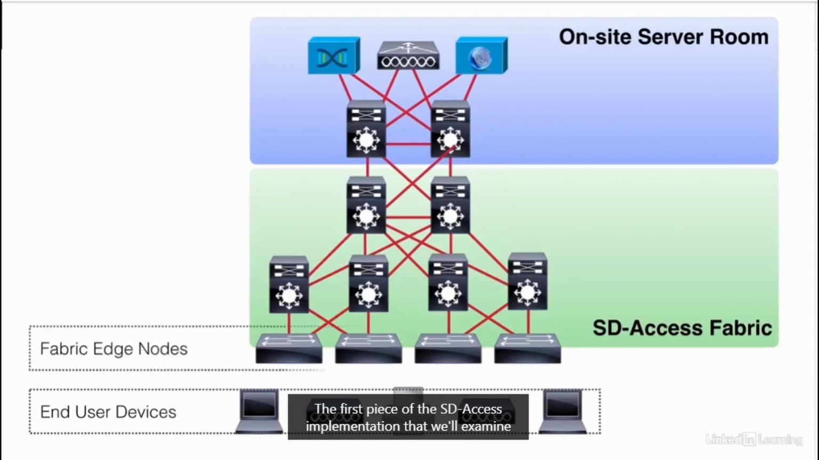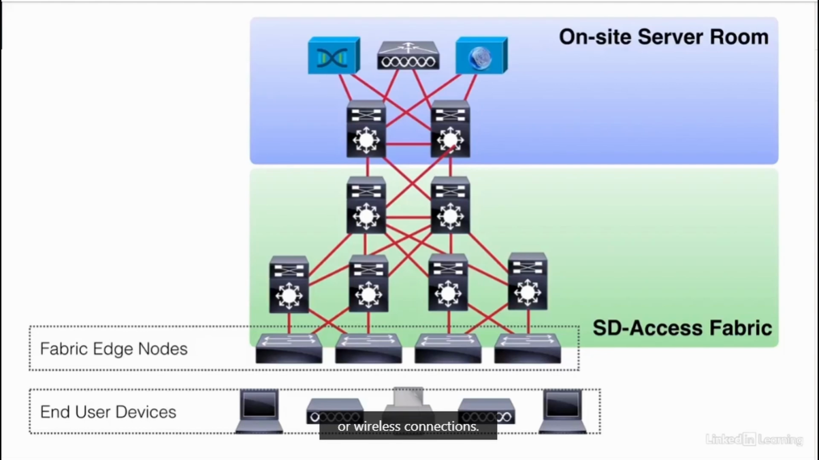The first piece of the SD Access implementation that we'll examine are called the Fabric Edge nodes. This is the layer that provides user access through wired or wireless connections. Not only does this provide a connection point, but this also is where identity and authentication for users takes place. This is where Cisco TrustSec and Cisco ISE are leveraged to enforce security policies and to place users into the appropriate access groups within the network. So these devices sit on the edge of the SD Access fabric, as you can see here, and they provide users a place to connect into the network.